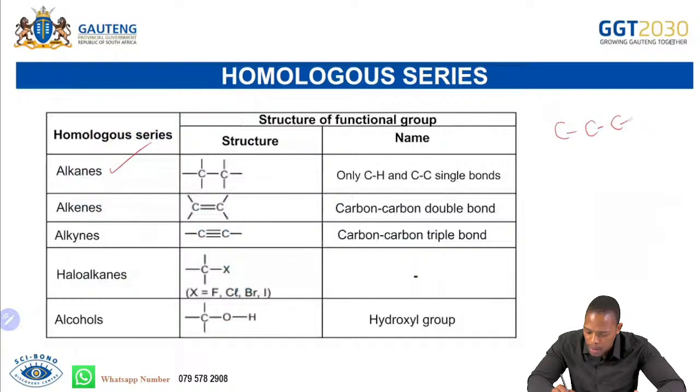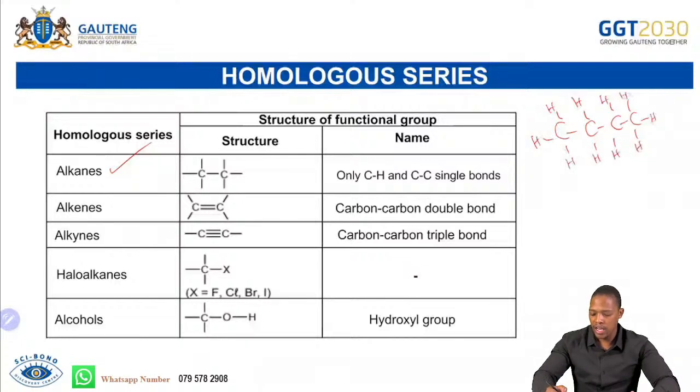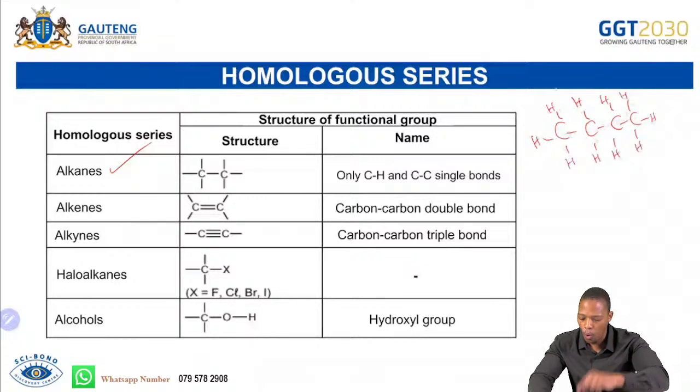If I have a structure that looks like this, making sure that all carbons are happy, how do I conclude that this structure is an alkane? I would say it is an alkane because there are only single bonds between carbon atoms and all the carbons are bonded to only hydrogen atoms. I hope that rings a bell with something that we have just defined: hydrocarbons, compounds containing hydrogen and carbon atoms only.